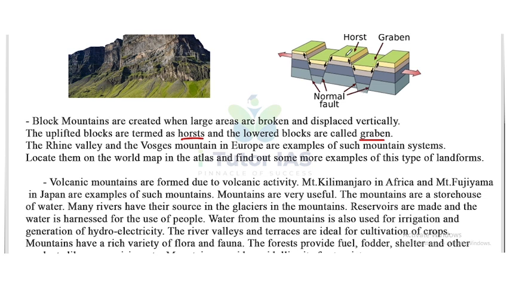Look at this picture. This is the uplifted portion, known as horst, and this lowered area is known as graben. The Rhine Valley and the Vosges Mountains in Europe are examples of such a mountain system. So these are examples of block mountain systems: the Rhine Valley and the Vosges Mountains in Europe.